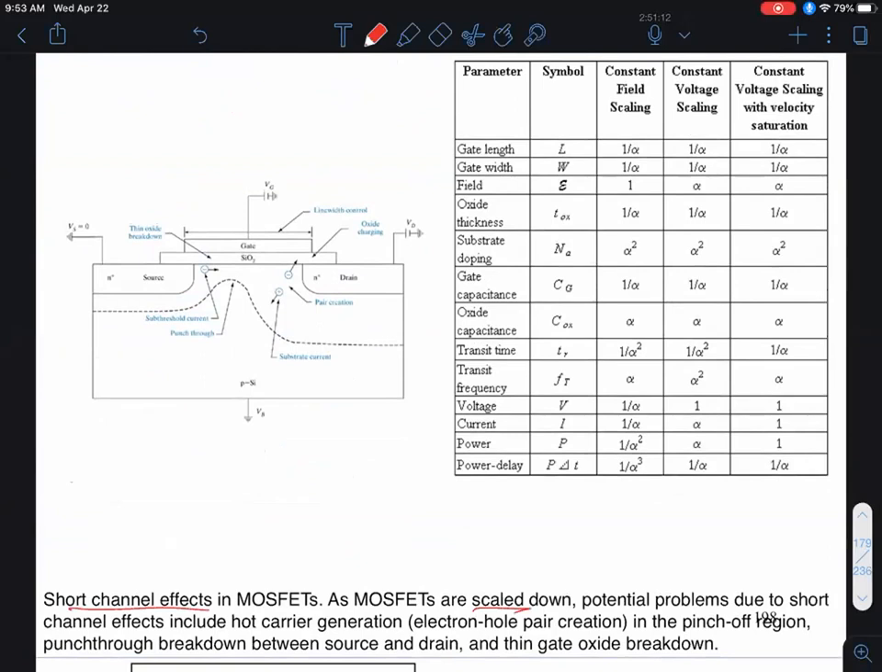The term scaling means as I go from one generation to the other in accordance with Moore's law. So this is the year of the technology. And if this is my channel length, one finds that the channel lengths have been shrinking as a function of time. Okay, this is typically shown on a log scale.